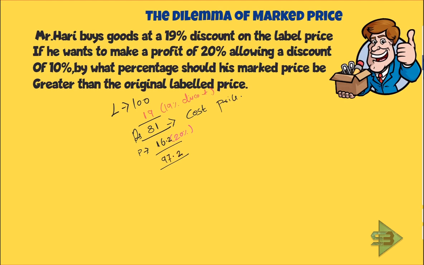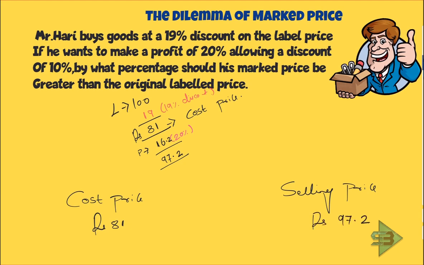So what did we understand from this? His cost price is nothing but rupees 81, correct? His selling price is nothing but rupees 97.2. These two things are clear to us now. Now what else is given to us? He is selling at rupees 97.2, which is a 20% increase on the cost price. So the 20% profit he is making is nothing but 16.2 rupees. So I know the cost price, I know the selling price, I know the profit.